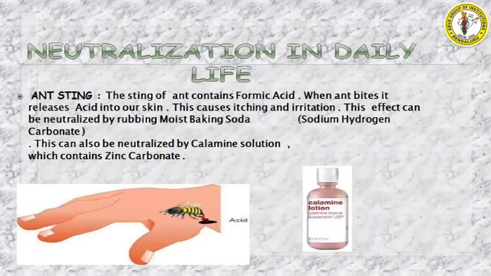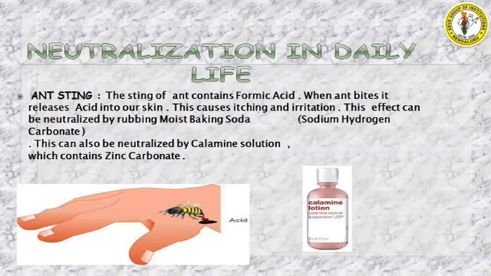The second concept is ant sting or ant bite. The sting of an ant contains formic acid. When an ant bites you, it releases formic acid into your skin. This causes itching and irritation. This effect can be neutralized by rubbing moist baking soda.